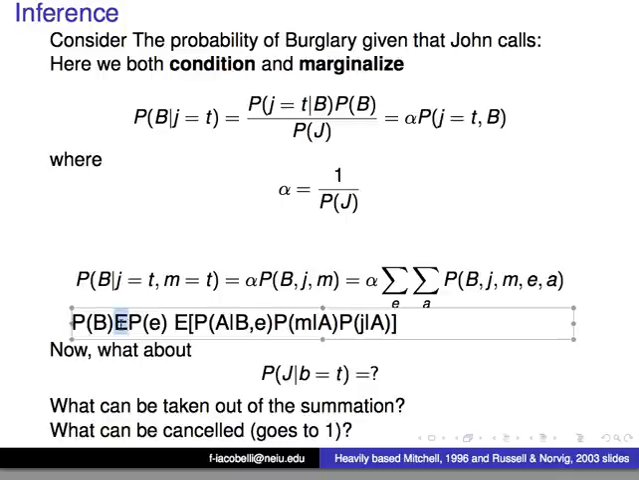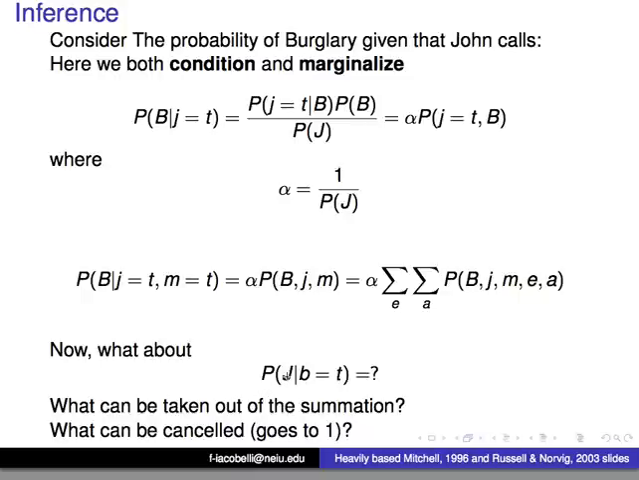It is really neat to note these things, because then P of B will be computed only once. We don't have to repeat it all the time. P of E will be computed only twice, when this summation is true or false. And this we will compute a couple of times. But it is a lot less computationally intensive.